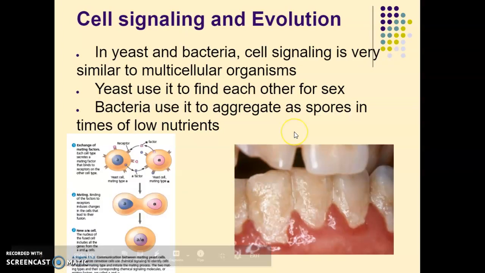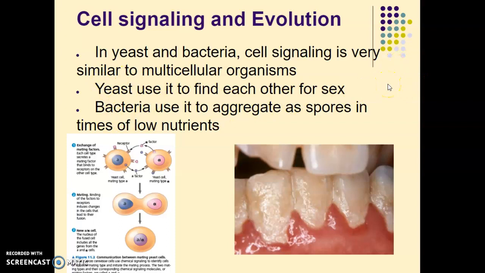So let's start a little bit smaller, because with cell communication, first we're going to start talking about the different types of communication between cells, and then we're going to go through more specific mechanisms of once the cell receives the signal, what do they do with it, and so on. So first let's start with how unicellular organisms like yeast and bacteria communicate.